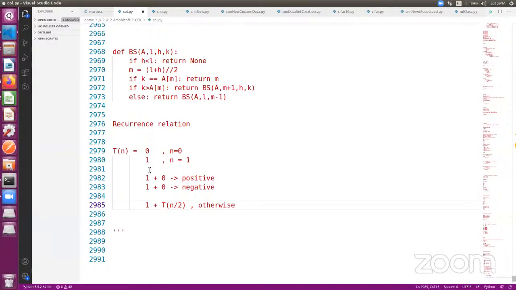Did you understand how to formulate the recurrence relation? We were able to formulate three different cases: if the number of elements is 0, if the number of elements is 1, and otherwise when more elements are present. Based on the problem, the number of steps varies. Fine. So any doubts in this? Using this only, we're going to calculate the complexity.